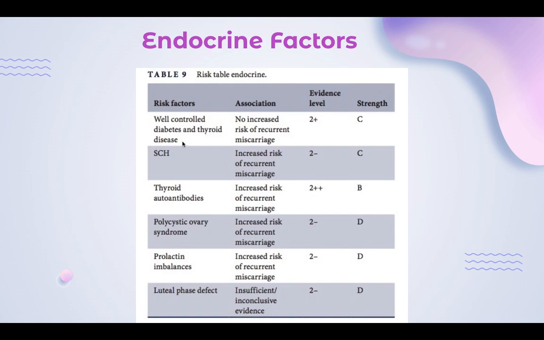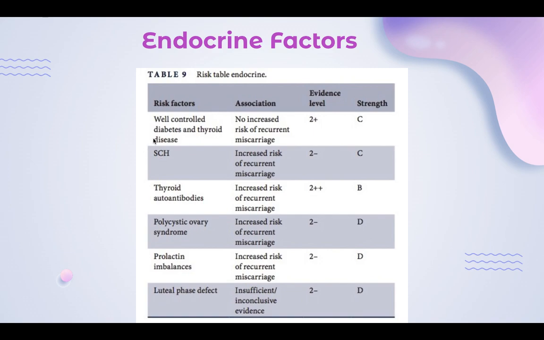It means that the patient is well-controlled, diabetes is not deranged, thyroid hormone levels are not deranged, even if she is on medication or whatever sort of treatment she's taking, but the levels are well-controlled, then the risk of recurrent miscarriage will not be increased. What is this exactly? This is subclinical hypothyroidism. This is the new thing that they have added, right? It means that thyroid levels are getting low, but the patient is not having symptoms.